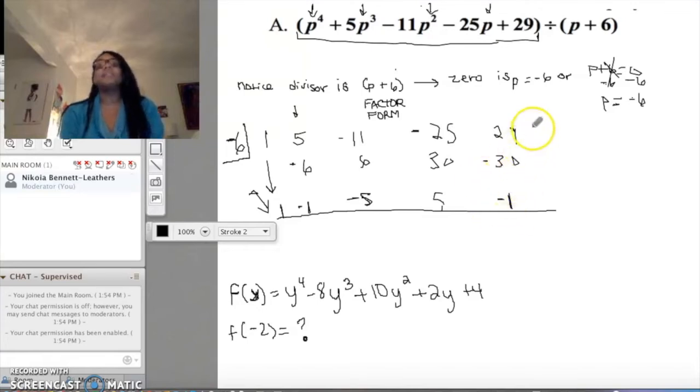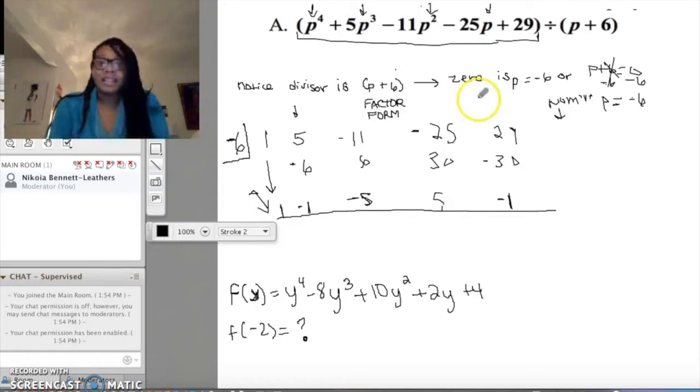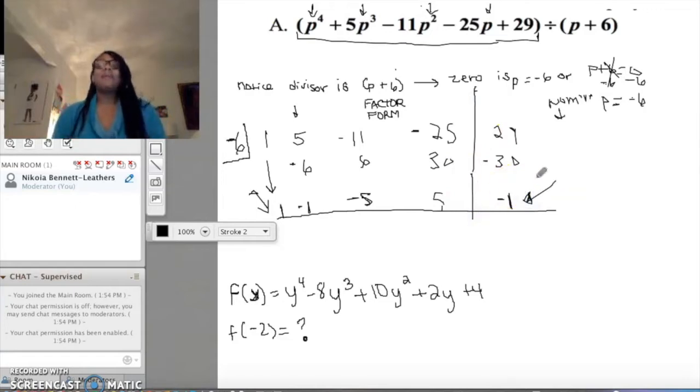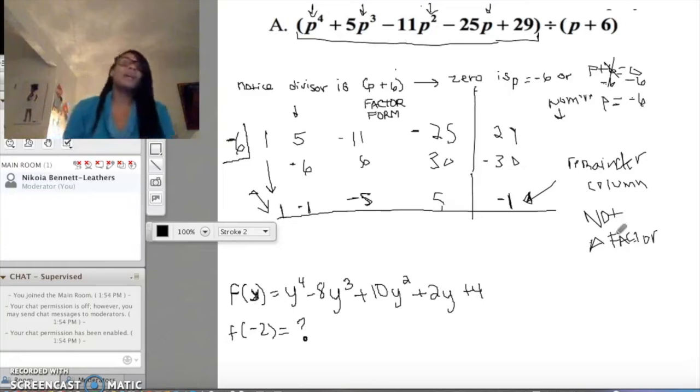And I'm done. How I know I'm done is because I have no more coefficients. I don't keep on multiplying because there's no more. Once I realize I'm done, I can look in this last column. If I'm talking about whether or not p plus 6 is a factor, I'm looking in this last column. This is using synthetic division, and I notice that last number is equal to negative 1. That is my remainder column. Remember, I told you the last column was our remainder column, and if it was anything but 0, we knew that it was not a factor. So I can conclude that p plus 6 is not a factor of p to the fourth plus 5p cubed minus 11p squared minus 25p plus 29. It is not a factor.